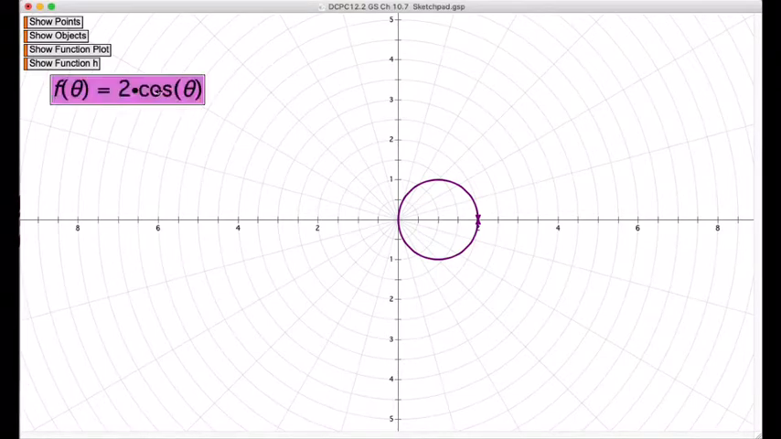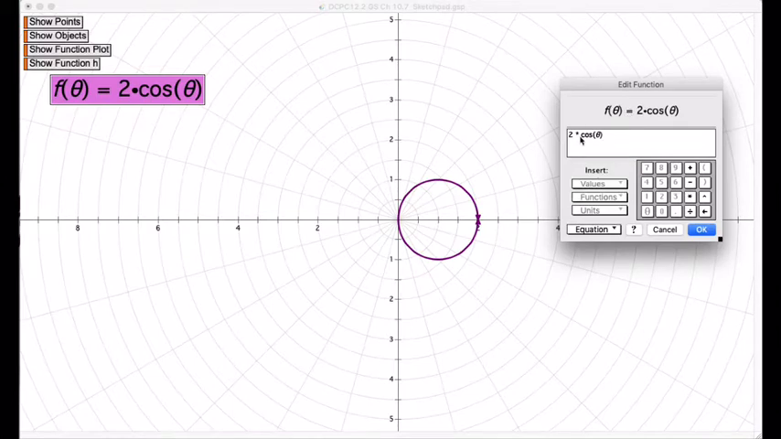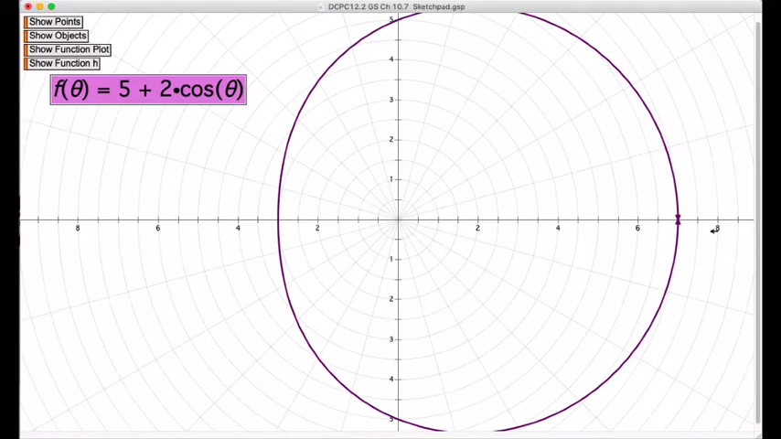But I'm going to take this function, and instead of just having this one trig term, I'm going to add a constant to that function, and we're going to see what happens. So if I make this, instead of 2 cosine theta, 5 plus 2 cosine theta, then all of a sudden I have what still kind of looks like a circle, but we no longer are going through the origin. But we're not centered on the origin either. And so this is what we would call a convex limacon.